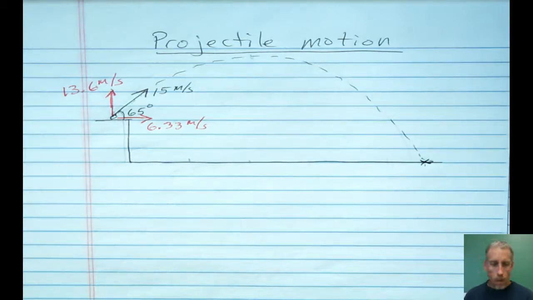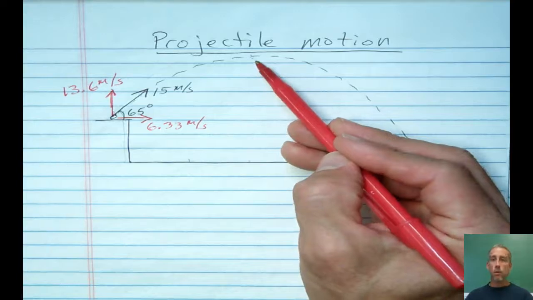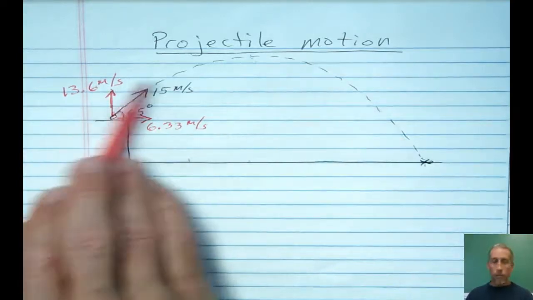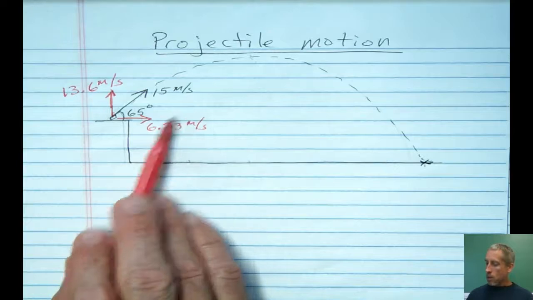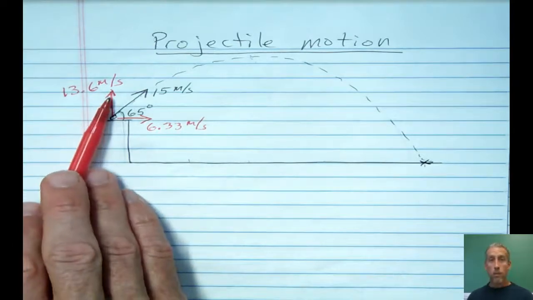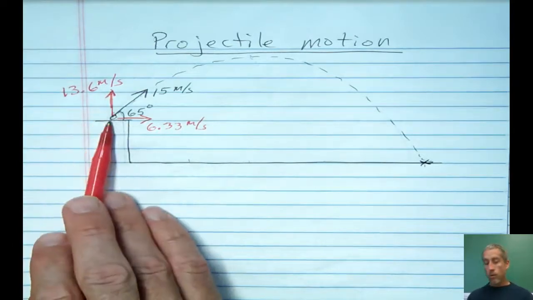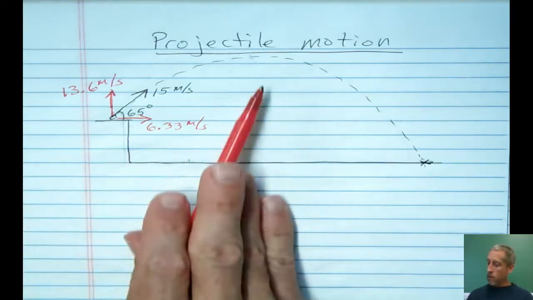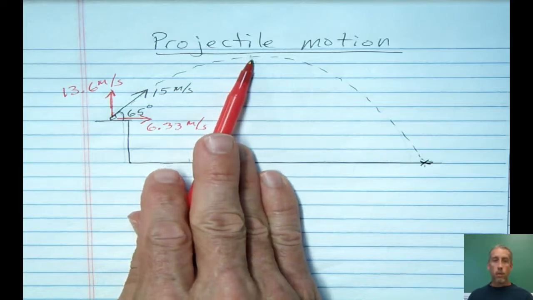So let's start with this. How long does it take to reach the peak? So if we think of this now, instead of a 15 meter per second launch, we're going to think of this as something that is thrown upwards at 13.6 meters per second, while also thrown sideways at 6.3 meters per second. So which of those is going to affect the amount of time it takes to get to the peak?